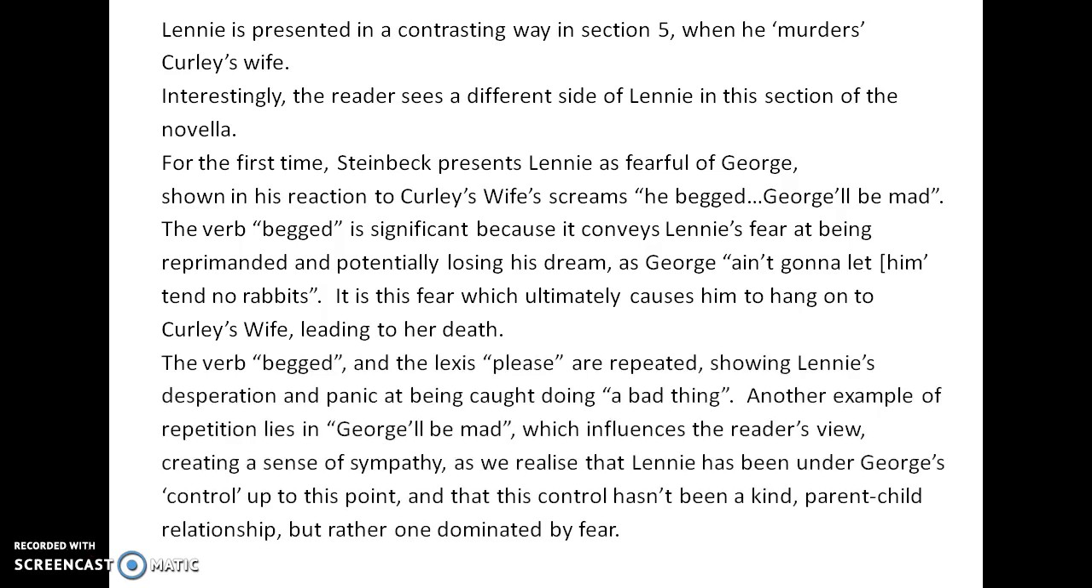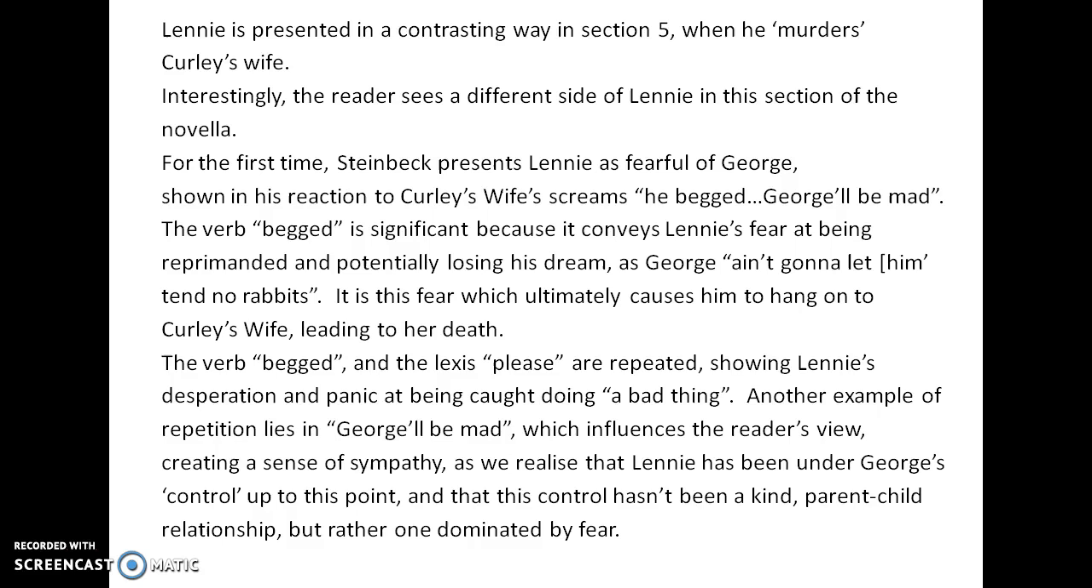And I'm zooming in even more detail on those words and trying to show this perceptive and sophisticated analysis. The verb 'begged' and the lexis 'please' are repeated, showing Lenny's desperation and panic at being caught doing a bad thing. Another example of repetition lies in 'George be mad', which influences the reader's view, creating a sense of sympathy, as you realise that Lenny has been under George's control up to this point, and that this control hasn't been a kind parent-child relationship, but rather one dominated by fear.